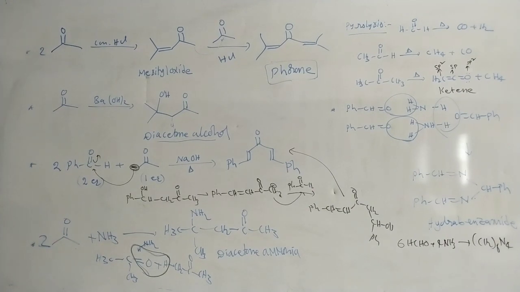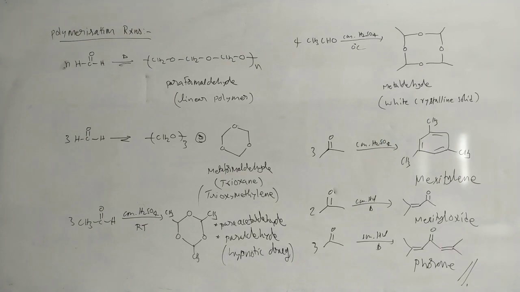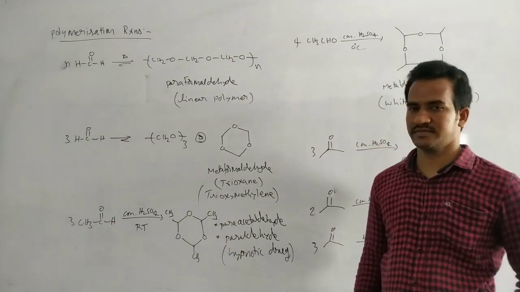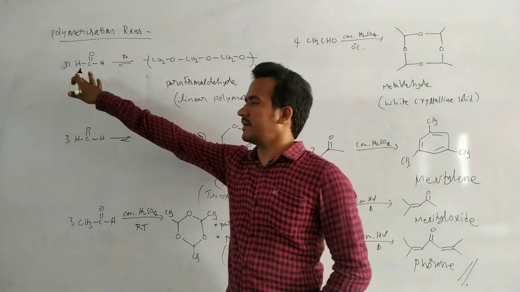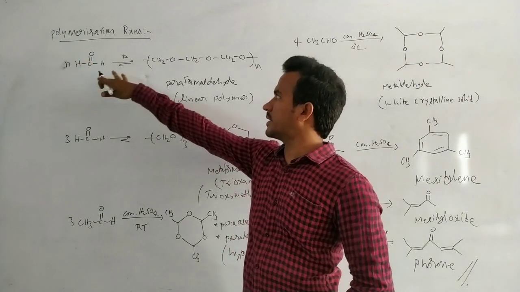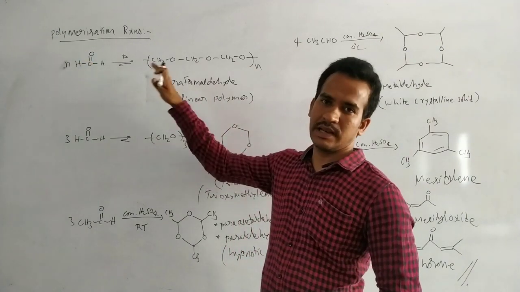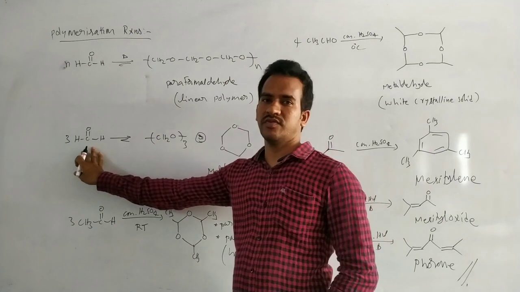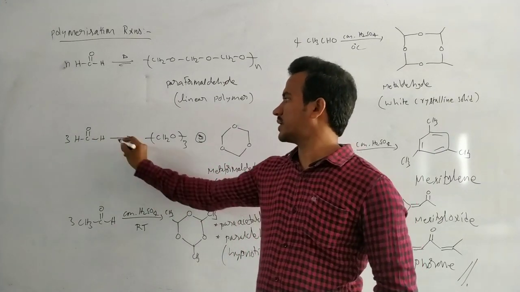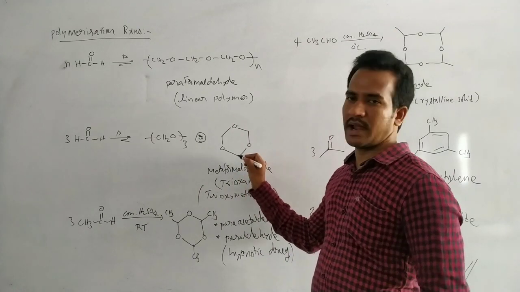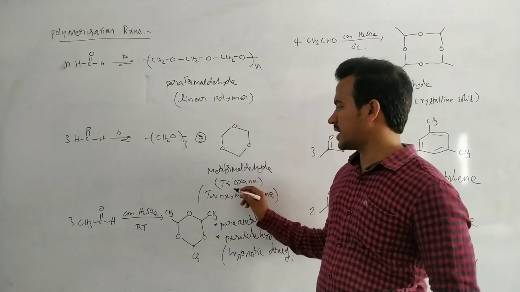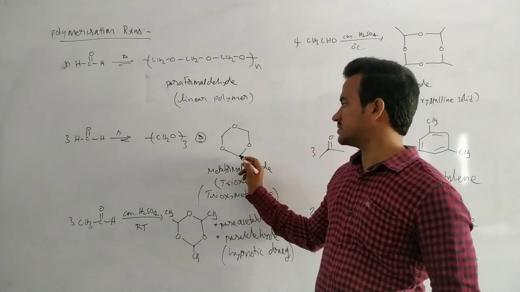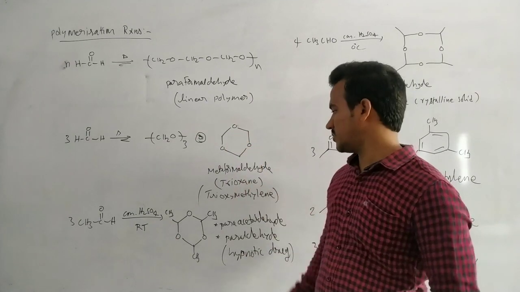Some more reactions: these are the polymerization reactions. For example, n molecules of formaldehyde on heating give paraformaldehyde. It is a linear polymer, that means a chain-like compound. Next, 3 moles of formaldehyde on heating give metaformaldehyde. It is a cyclic compound, also known as trioxane, with 3 oxygens, or trioxymethylene.